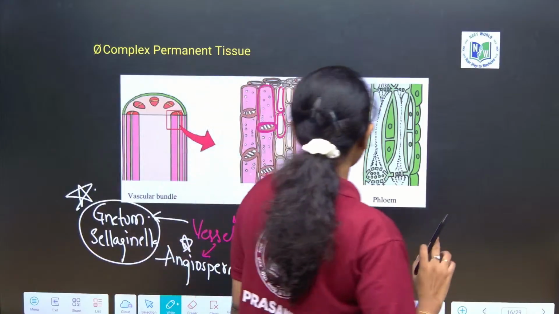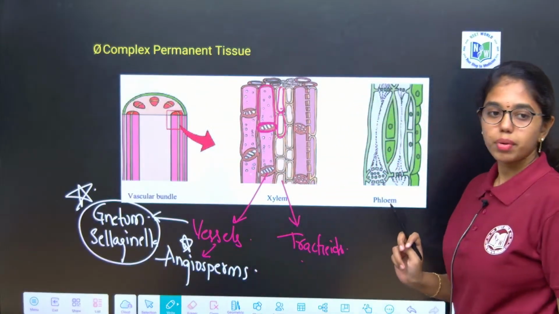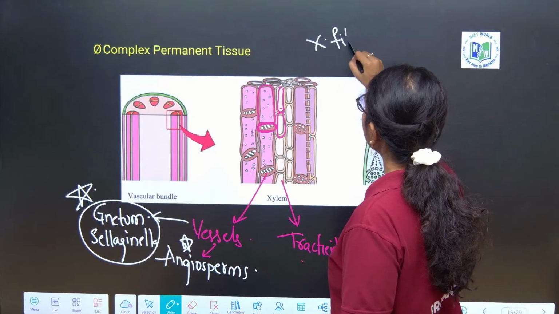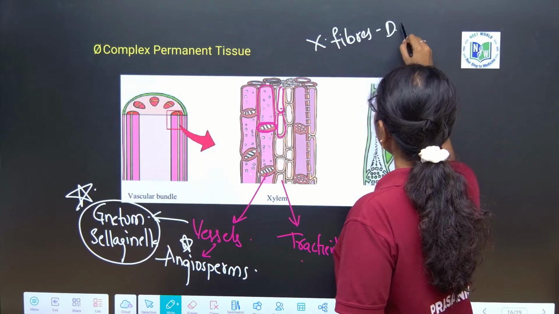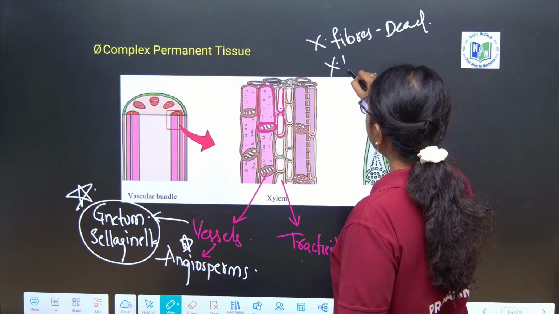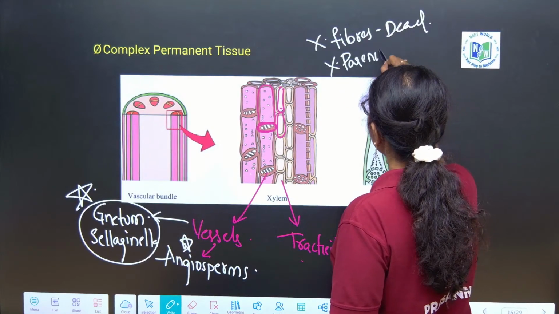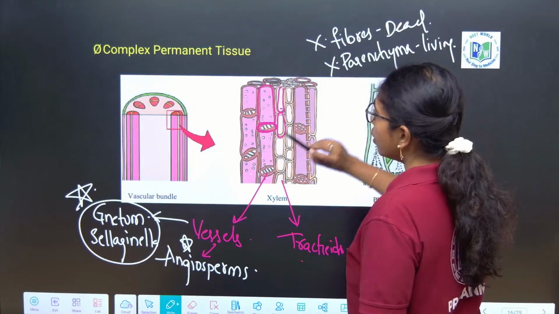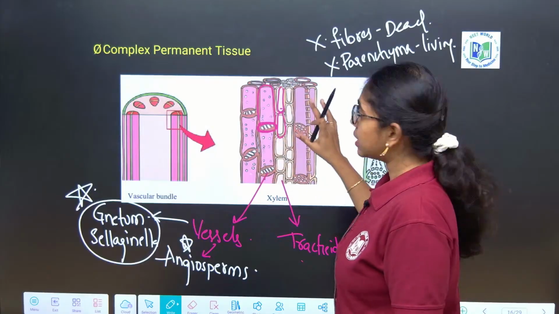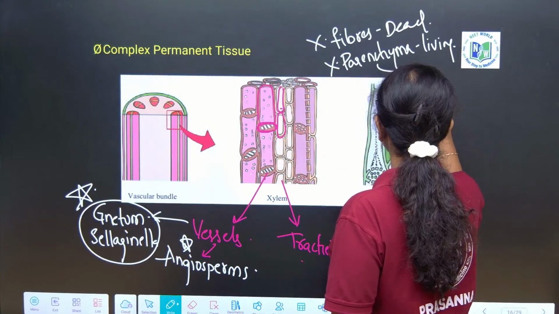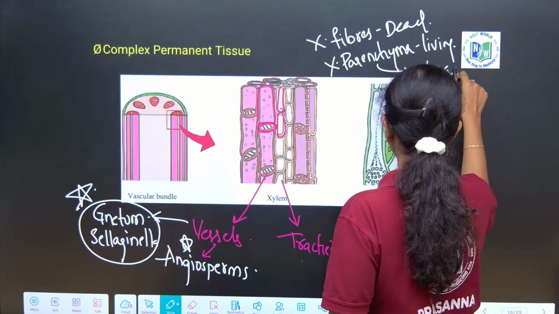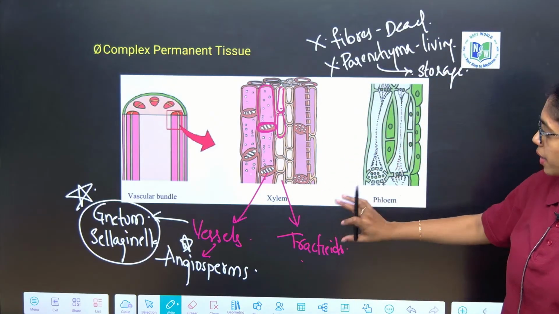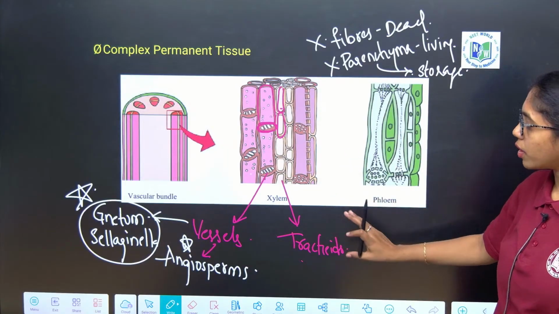Okay. Next are xylem fibers and xylem parenchyma. Xylem fibers are dead, and xylem parenchyma is the only living tissue in the xylem. This xylem parenchyma is helpful in what? Storage of food. Now tell me, list out all the four tissues of xylem.